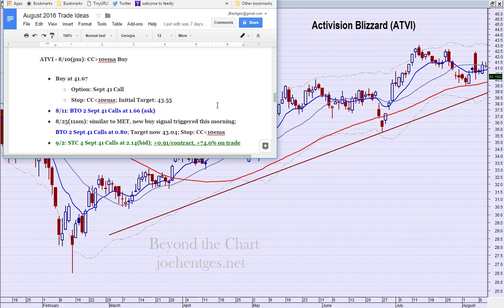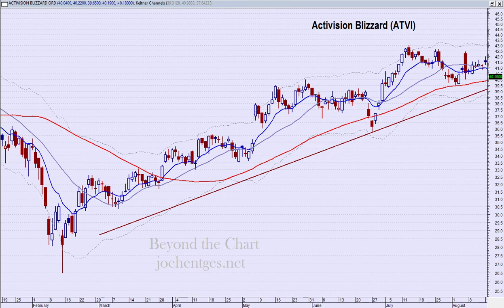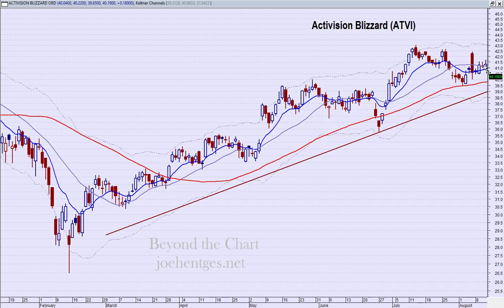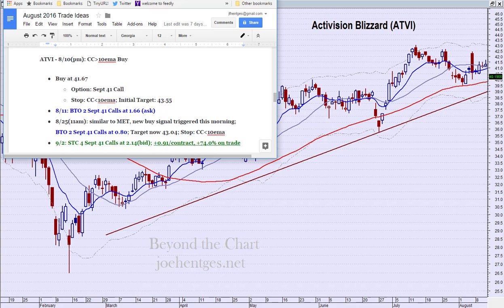Now let me move over and show you what's happening on the next day. On the next day, we get an entry. So now we're in. I apologize, this is going to pop in and off the screen. Buy to open 2 of these at 166 ask. On the trade ideas, I always reflect buying at the ask and selling at the bid, just conservative, so the result is a conservative number. Okay, so now we're in.